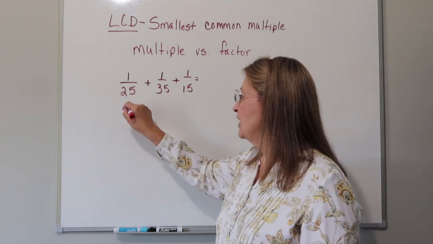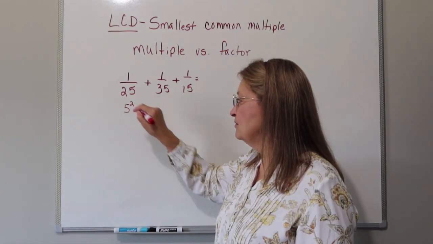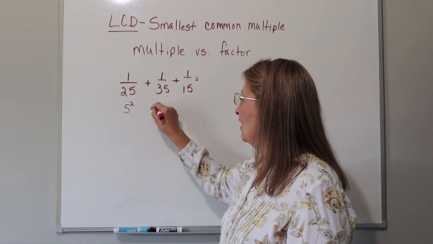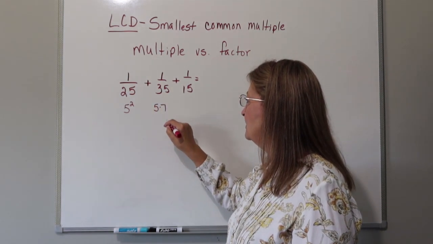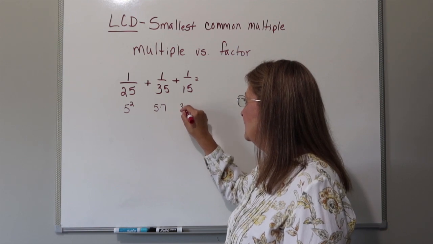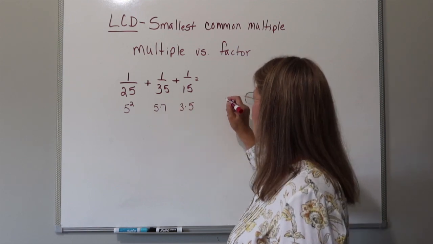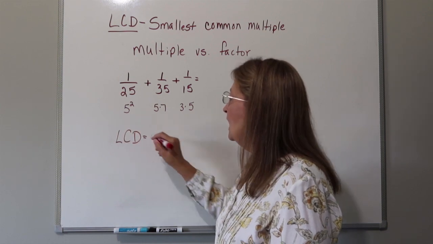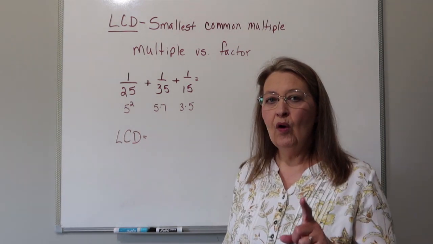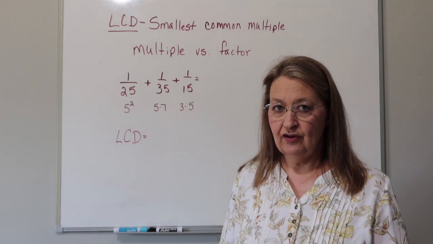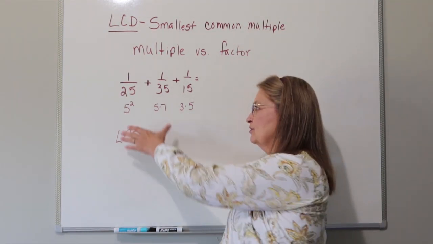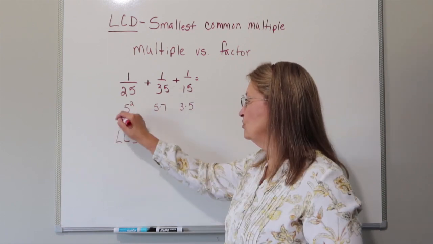The prime factorization of 25 is 5 times 5, or 5 squared. The prime factorization of 35 is 5 times 7, and 15 is 3 times 5. Now my LCD for this is going to be one of each factor and the highest power of those factors that are in this group right here.